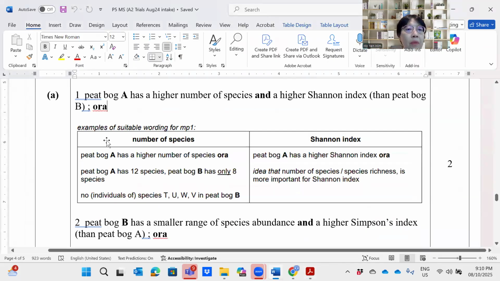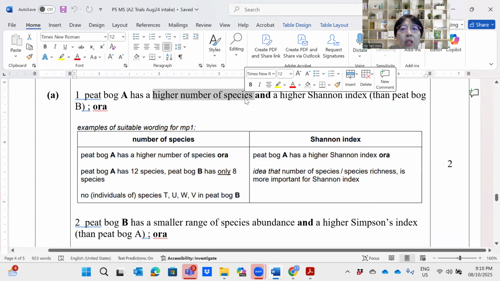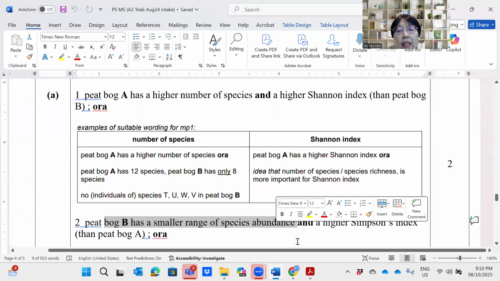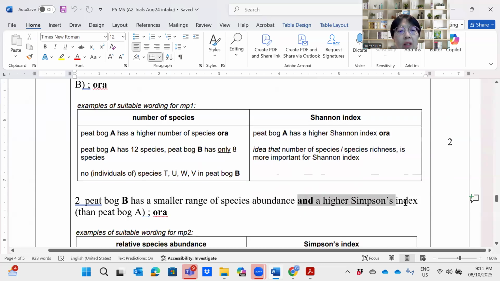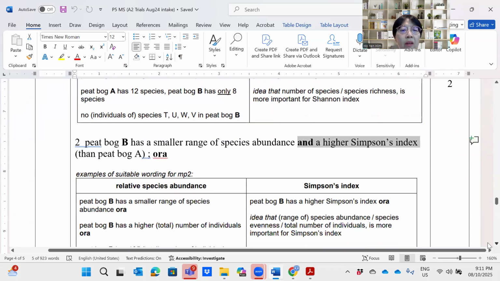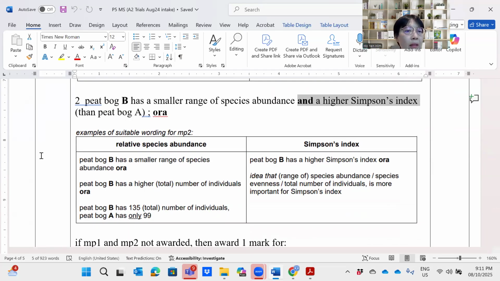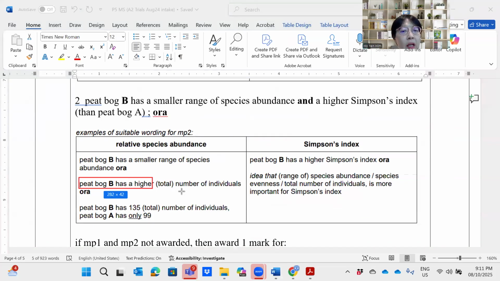So look at the mark scheme. Higher number of species. So pit bog A has a higher number of species, and therefore it gives the higher Shannon index of diversity. Pit bog B has a smaller range of species abundance, that means the total number of different species is less, and it's got a higher Simpson's index of diversity. I disagree with the answer, I don't like the answer. I prefer the answer to be: pit bog B has a higher total number of individuals, and therefore it's got a higher Simpson's index of diversity. This is a better answer.